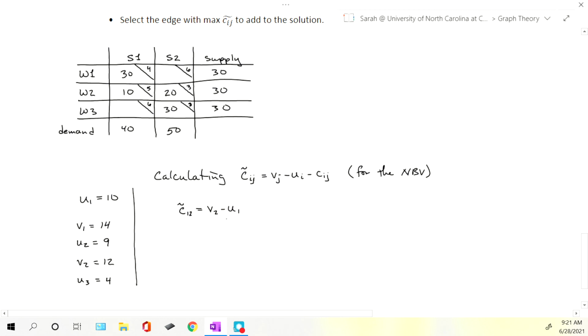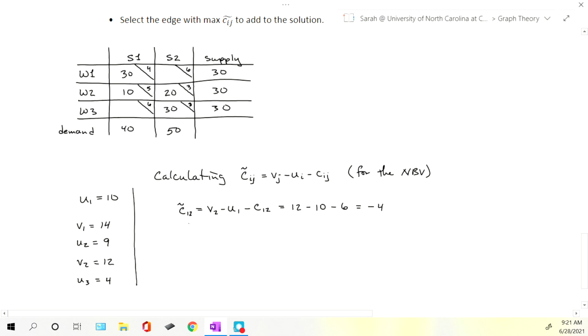Notice that's the same as the formula we had before, but here's the adjustment. We're going to subtract the cost associated to that cell. So if we plug in this stuff, notice we already have the U's, the V's, and the cost. V2 we said previously was 12, U1 was 10, and the label C1,2 we grabbed from the actual label on the cell, so that's given at the beginning of the problem. The value will be negative, positive, or 0. All of those are perfectly fine answers. So 12 minus 10 is 2, minus an additional 6 is negative 4.